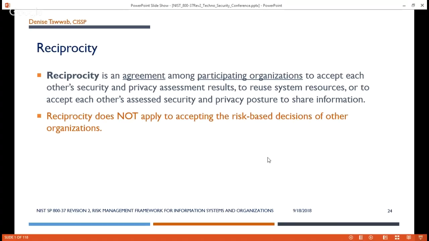So, what is reciprocity? Reciprocity is an agreement among participating organizations, say two different federal agencies, to accept each other's security and privacy assessment results, to reuse system resources, or to accept each other's assessed security and privacy posture to share information. So, if we have reciprocity, then I can share my information with you because I know that your agency is going to handle it the same way that my agency would handle it. Reciprocity, however, does not apply to accepting the risk-based decisions of other organizations.